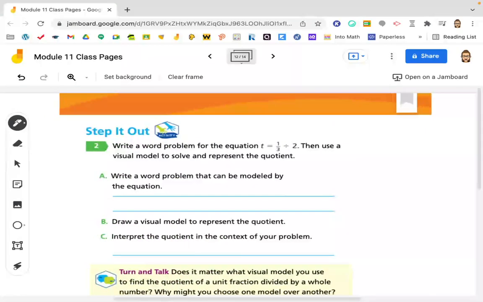Just write a word problem for the equation t equals 1/3 divided by 2. Then use a visual model to solve and represent the quotient.